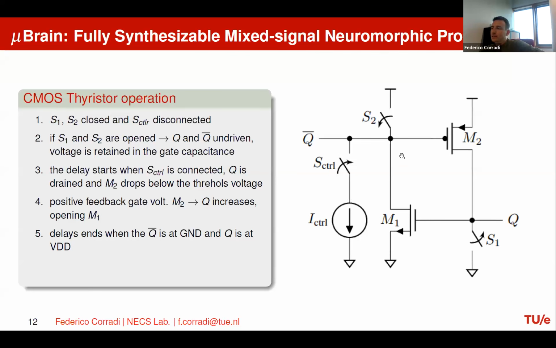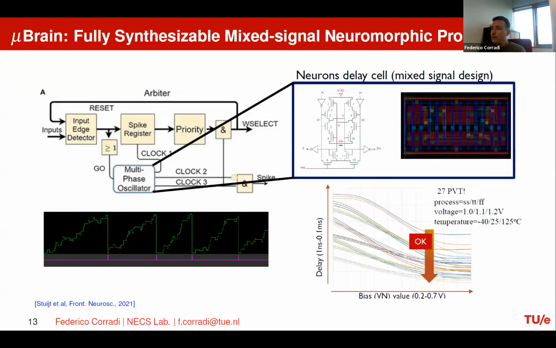By setting how much current, this small current, you're sinking through this current source, you can make a delay between the control signal and the Q output. This is a very simple mechanism. Of course, what we did is slightly more complicated in the end. We used 2 thyristors coupled together, and we also had a bias circuit that controls this tiny current that then discharges the node.